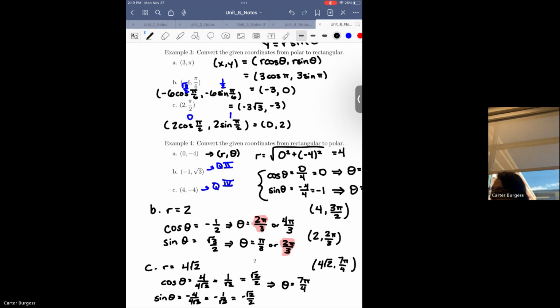Questions with converting our polar coordinates or our rectangular coordinates?